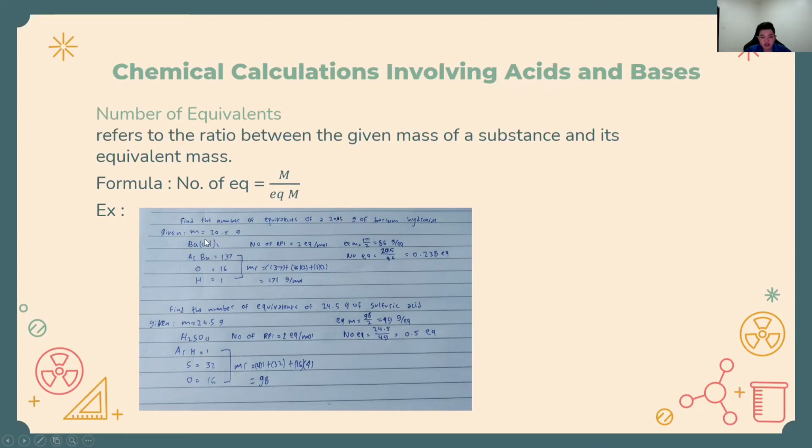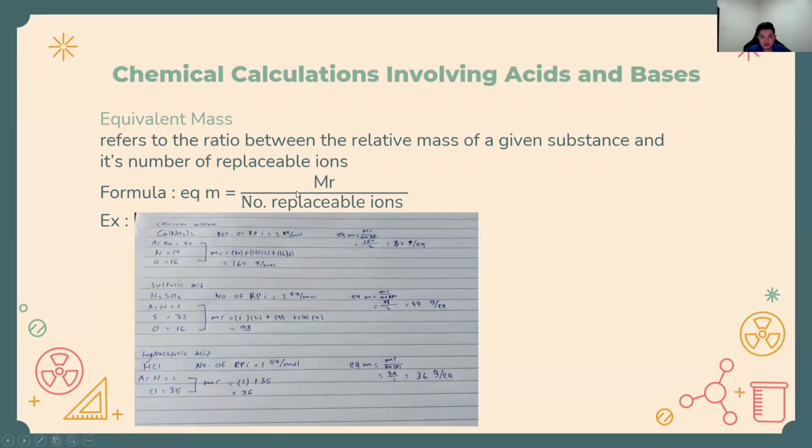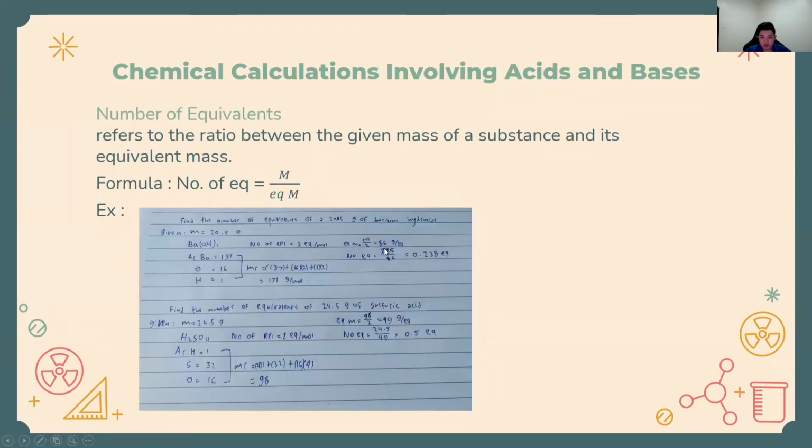Given the mass is 20.5 gram, the item is Ba(OH)2. The number of replaceable ions is 2 eq per mole. And then we search the Ar: Ba is 137, O is 16, H is 1. We add it all, 171. So we find the EQM first, which is Mr per number of replaceable ions. So 171 per 2, 86.